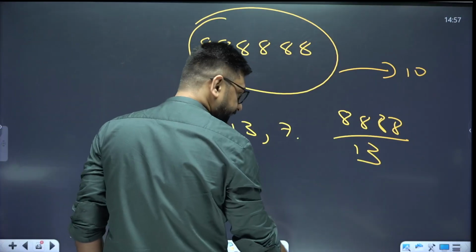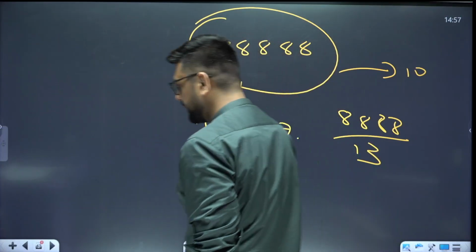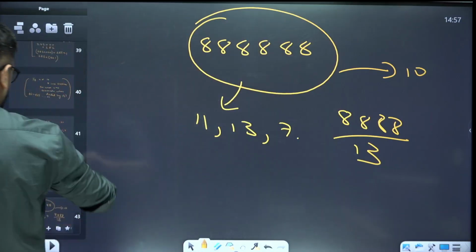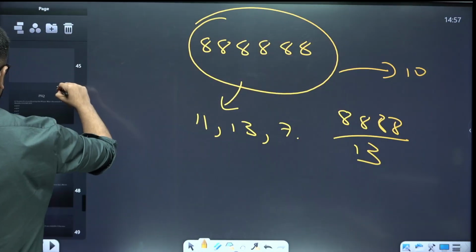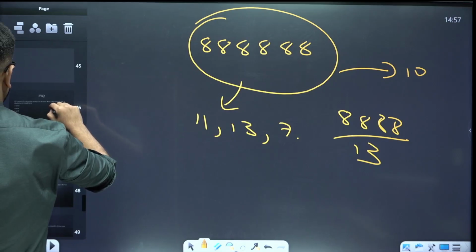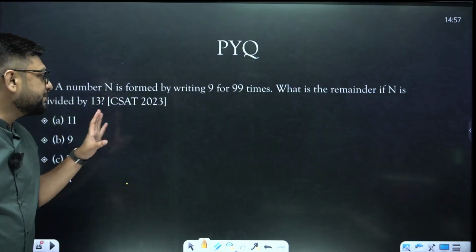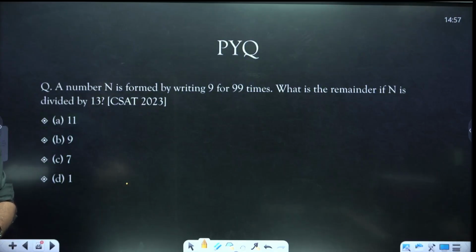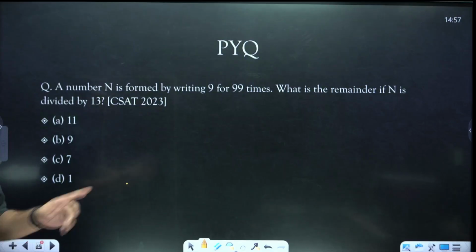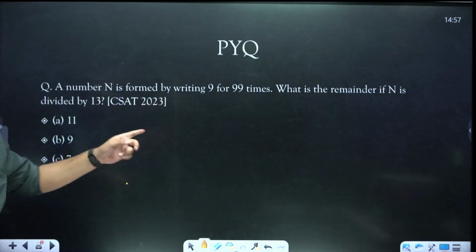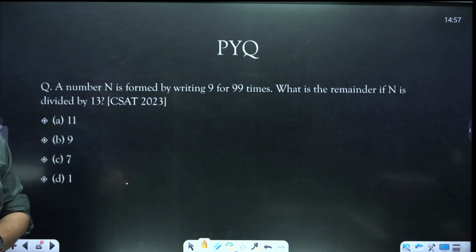Now let's see few of the questions that have been asked in UPSC. A number n is formed by writing 9 for 99 times. 2023 question. What is the remainder of n when divided by 13?